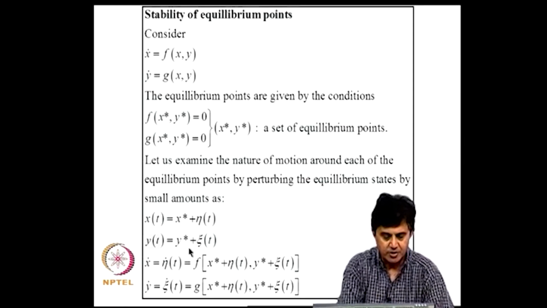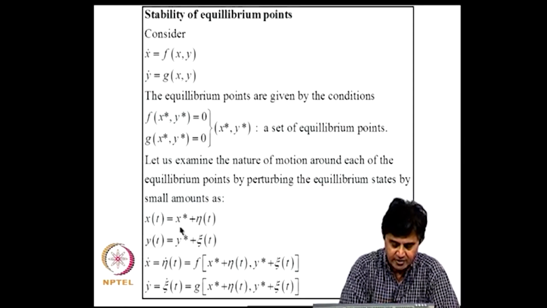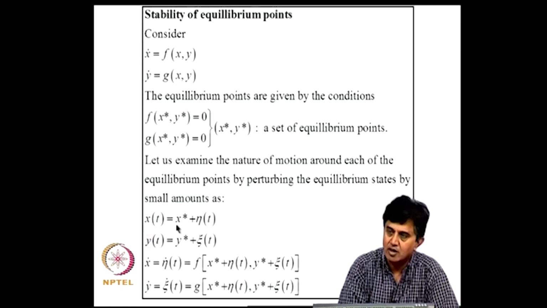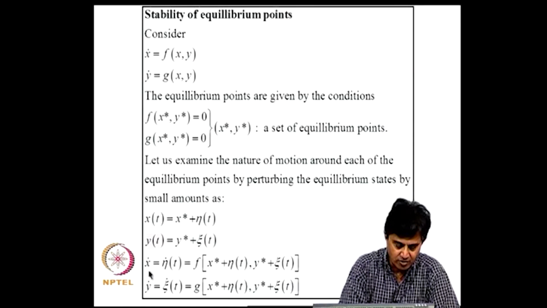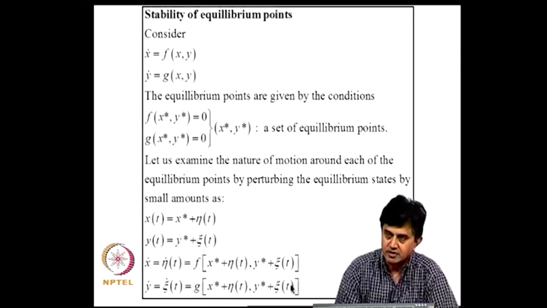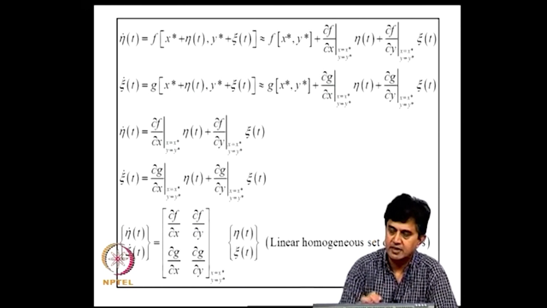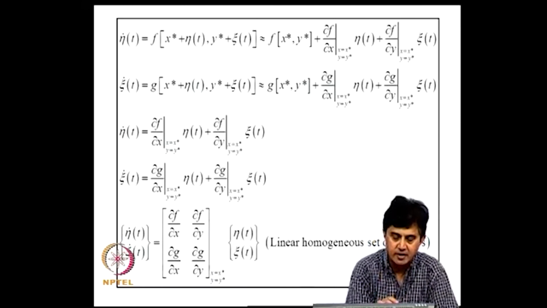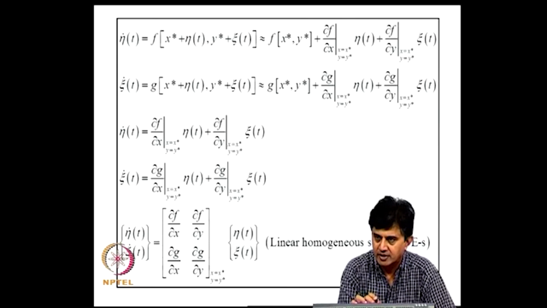Now, let us substitute this into this equation. x dot is x star dot plus eta dot, but x star dot is 0 because x star is a fixed point. So, y star dot is also 0. So, I get x dot of t as eta dot of t, which is f of this, and y dot is xi dot, which is equal to this. Now, what I will do is perform a Taylor's expansion around the fixed point and retain only the first order terms, because I am assuming that the perturbations that I am providing are small.